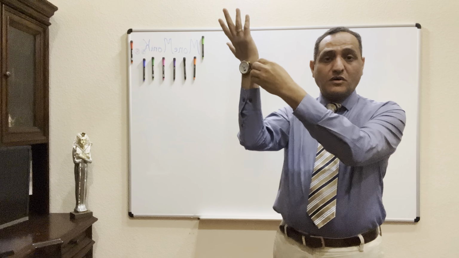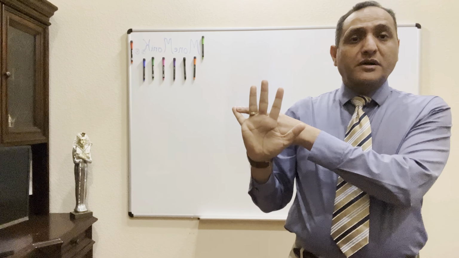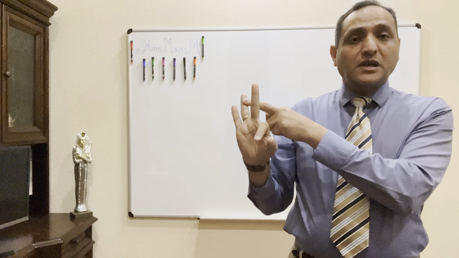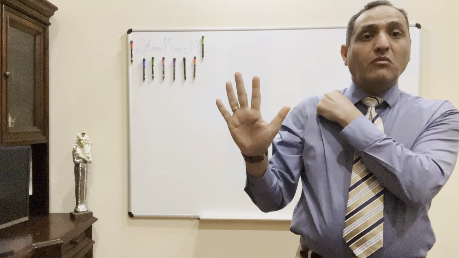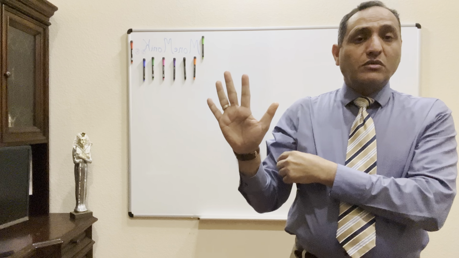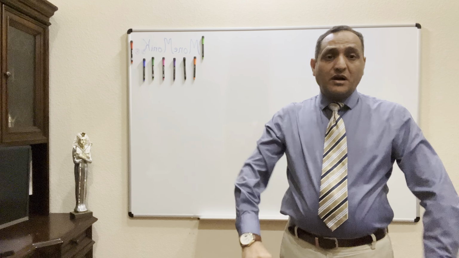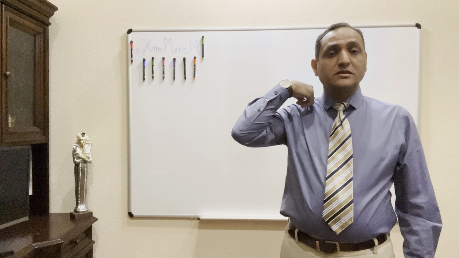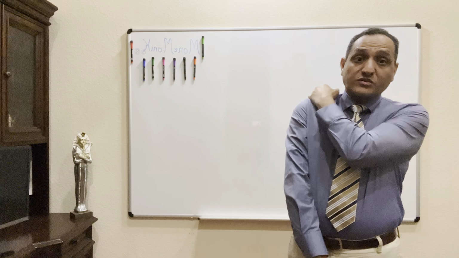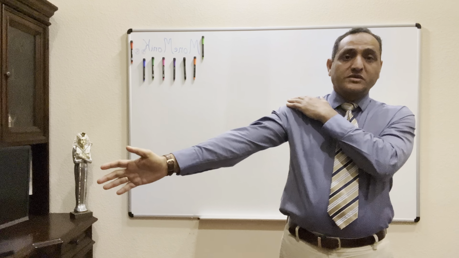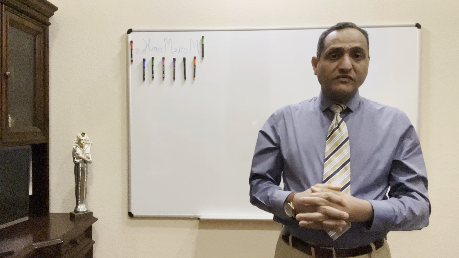Then we have the posterior cord, which also has 5 branches. To memorize it easily, we'll say there is 1 upper, 1 lower, thoracodorsal in between, and the axillary and the radial nerve. Simply you can say 1 upper and axillary, 1 lower and radial, and the thoracodorsal in between. When we are talking about upper and lower, we have the upper subscapular, the lower subscapular, and then the thoracodorsal, which is the nerve that goes to the latissimus dorsi, and then we have the axillary and the radial. This is a very simple way to remember the branches of the brachial plexus.